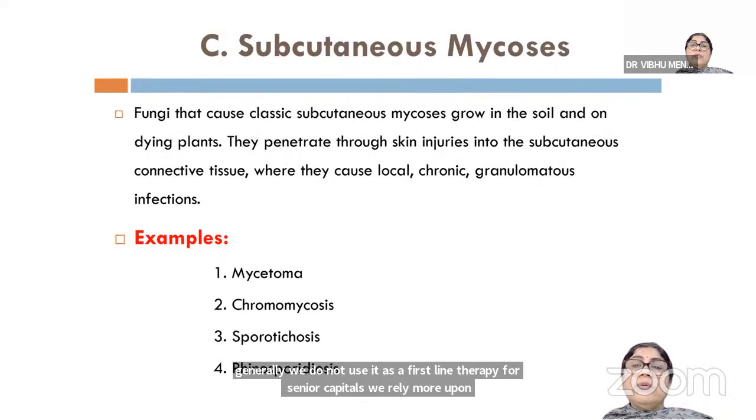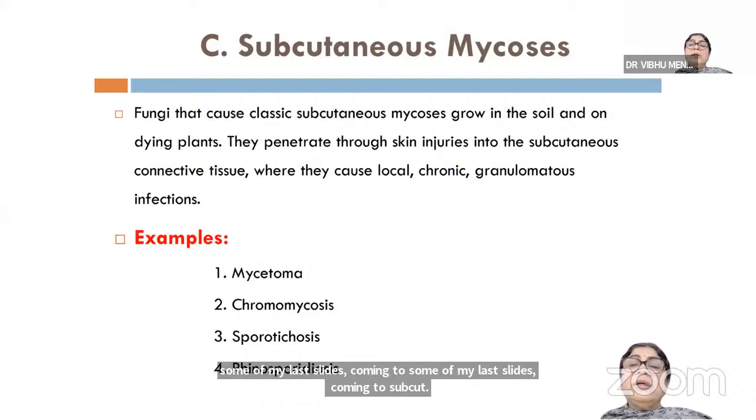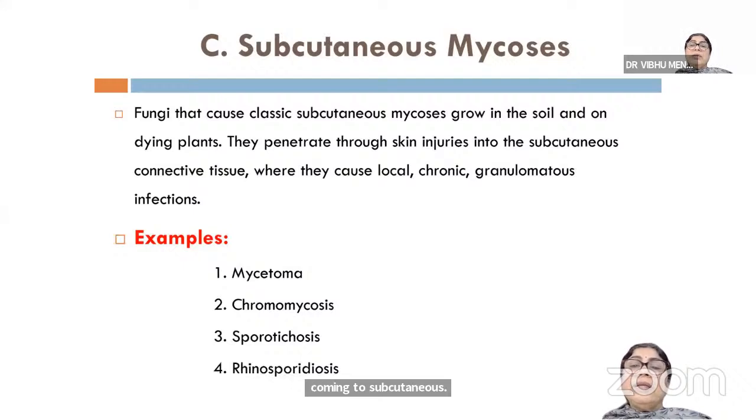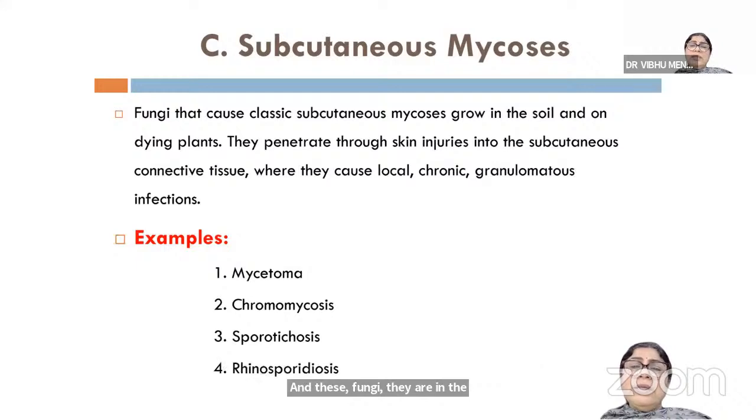So coming to some of my last slides, coming to subcutaneous mycosis. Now, subcutaneous mycoses are more invasive, and they usually happen after a child sustains a skin injury in the form of a thorn prick or some splinter. And these fungi are in the soil and generally seen in children who walk barefooted. So mostly in the rural areas, who are in the farming occupation.